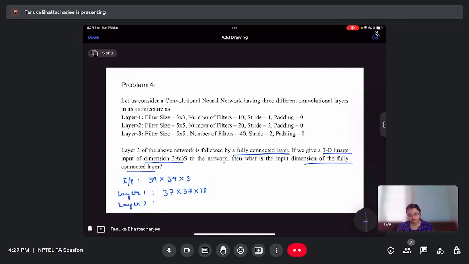(17, 17, 20). Correct. And layer 3? (7, 7, 40). 7, 7, 40. Right.